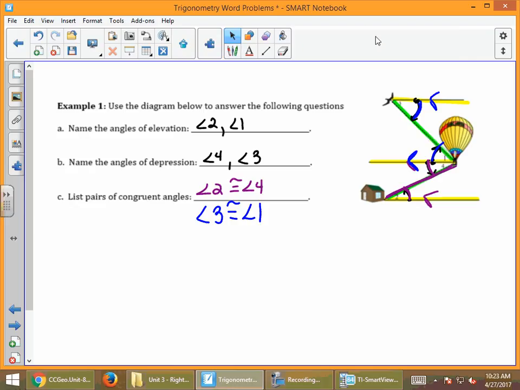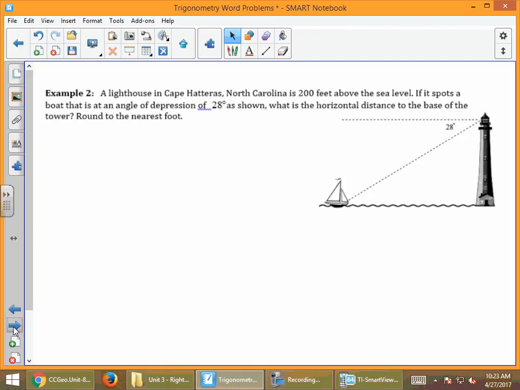Now that we kind of talked about this vocab, we can go ahead and apply this to some word problems. So we're going to do example 2 together. If you look at example 2, it says a lighthouse in Cape Hatteras, North Carolina is 200 feet above sea level. If it spots a boat that is at an angle of depression of 28 degrees as shown, what is the horizontal distance to the base of the tower? Down to the nearest foot.